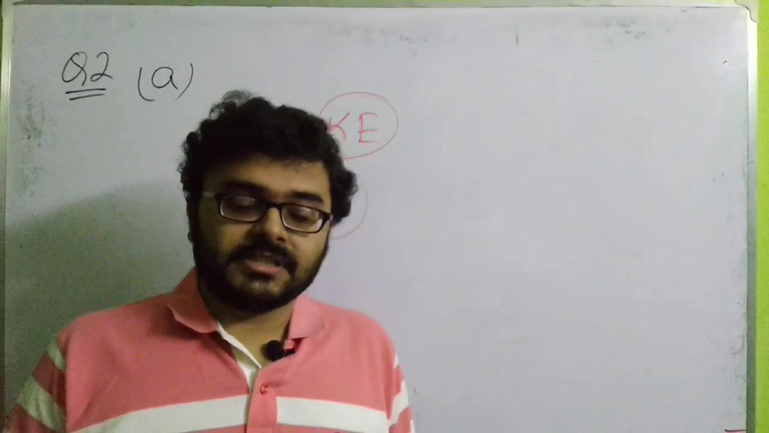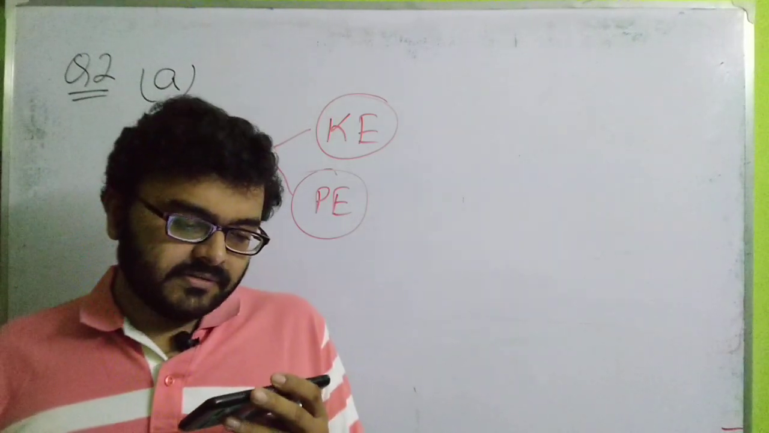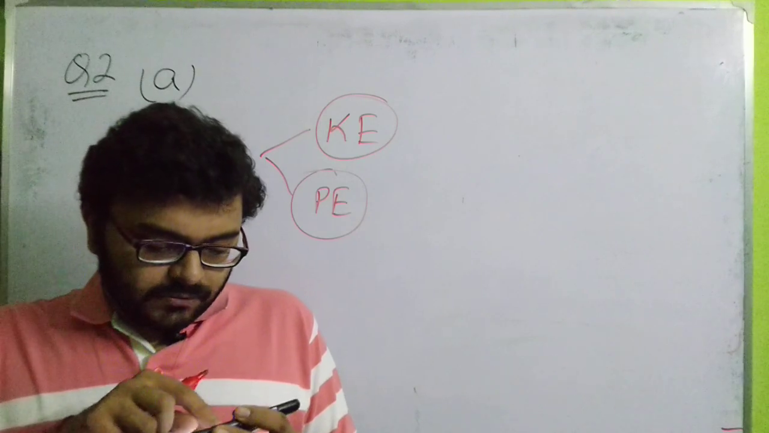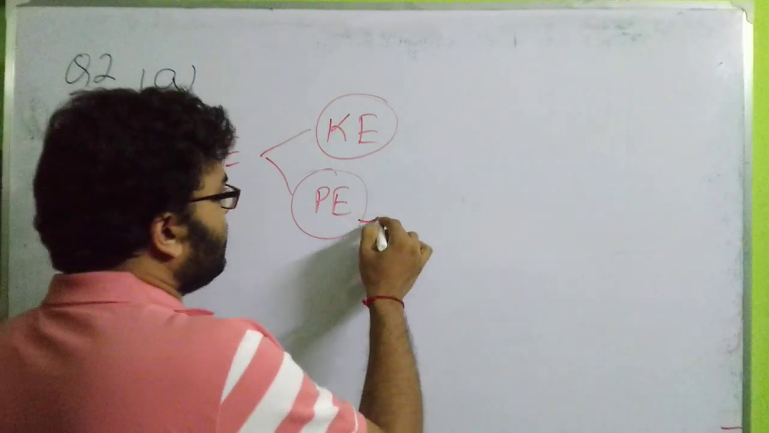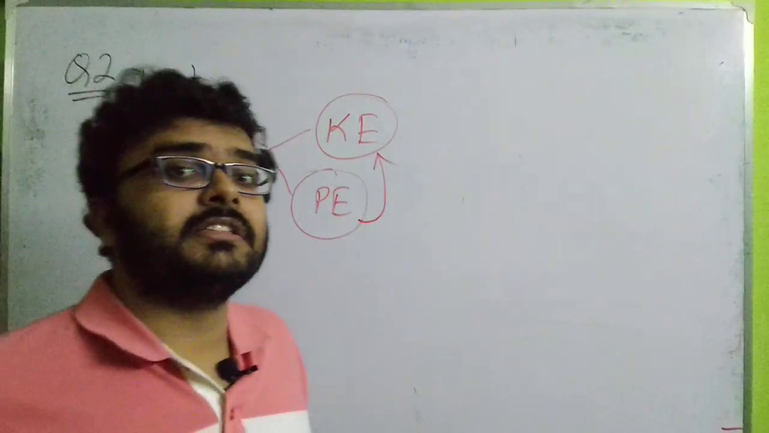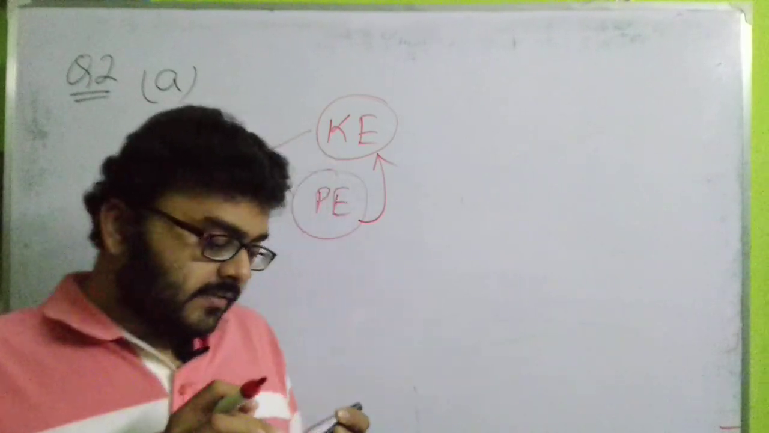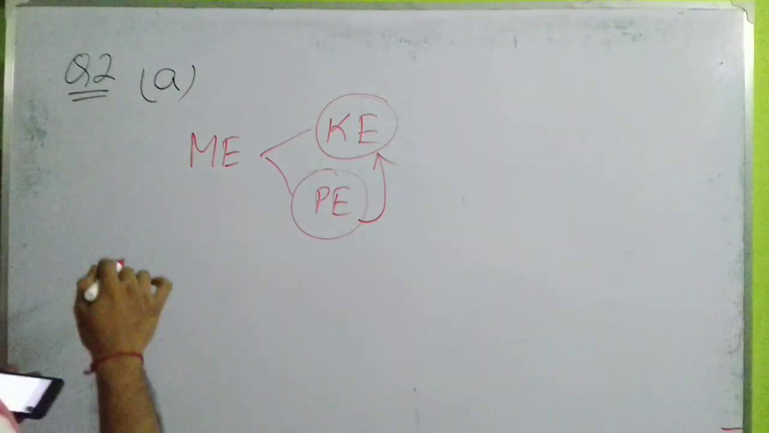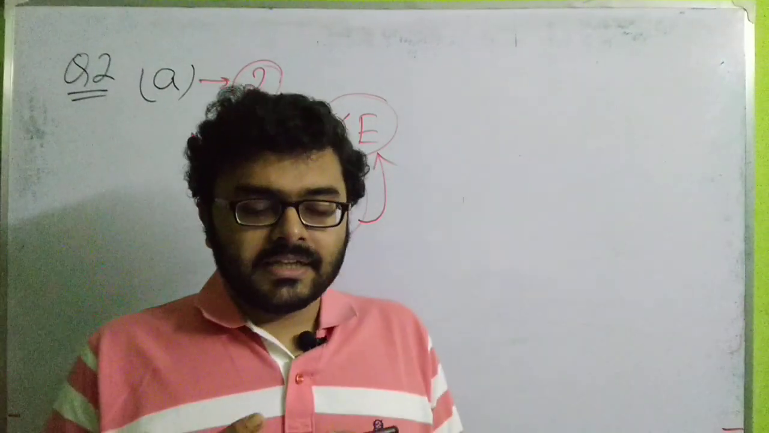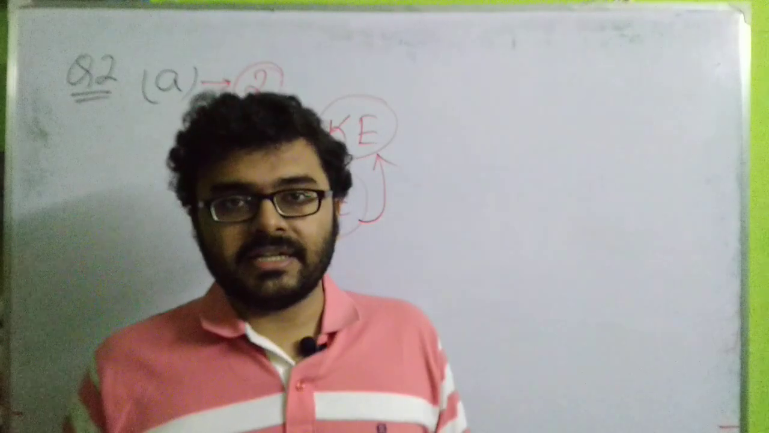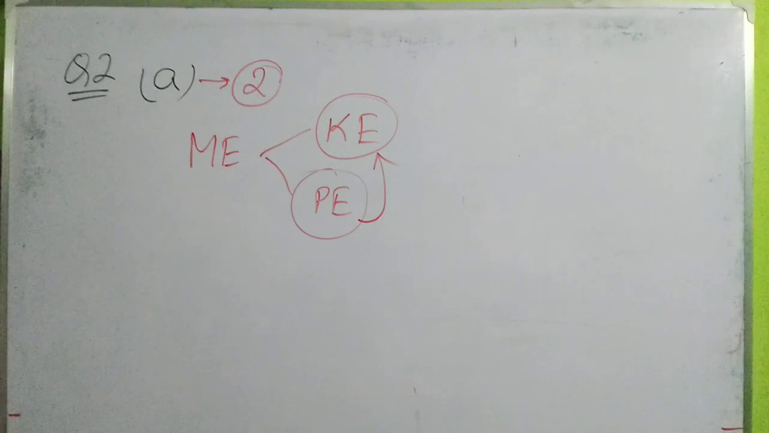Now remember this thing always. We cannot utilize this potential energy directly. Whenever we want to use the mechanical energy, we have to first convert this potential energy into kinetic energy, then only we can utilize the mechanical energy present in our body. So question number 2 subpart A, the right answer will be option number 2, kinetic energy. So we can remember this thing, kinetic energy is the usable form of mechanical energy. Clear? Okay.